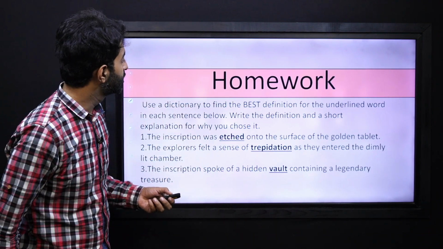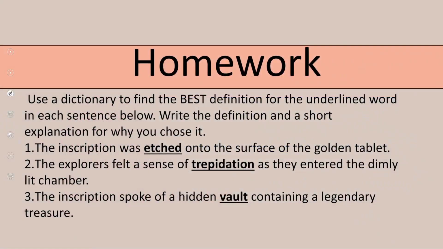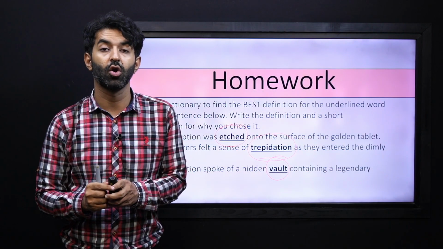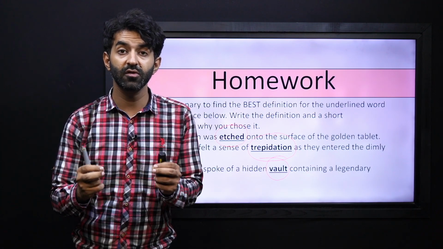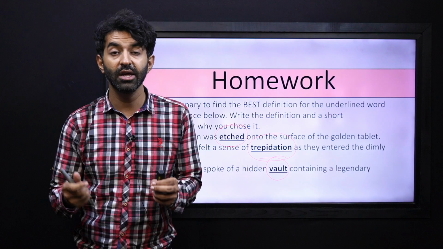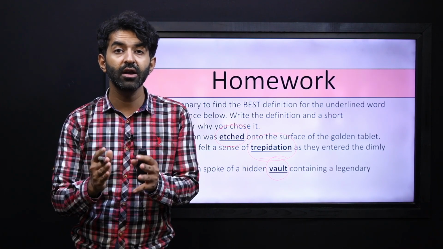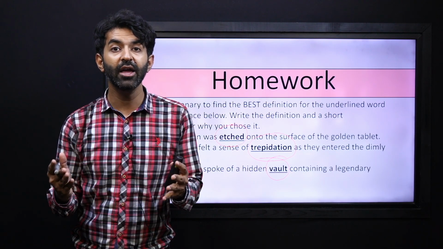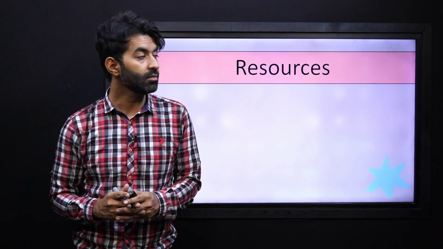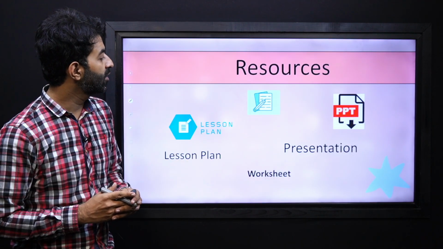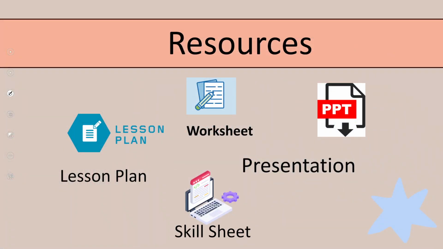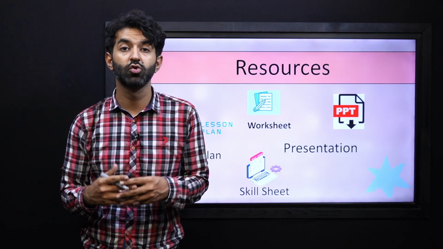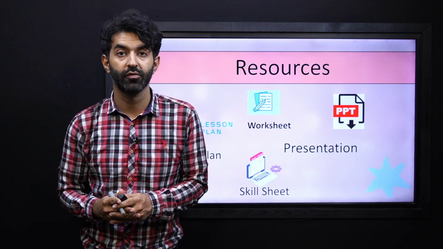And for the homework, students, what you are going to do is read these sentences and find the correct definition of the underlined and bold words in your dictionary. You can access either physical or digital dictionaries. And you have to find the correct definition, write it down, and write the reason why you chose this definition. All these resources are added for your better understanding. You'll also get a worksheet, a skill sheet, to practice your understanding of the learning outcome.